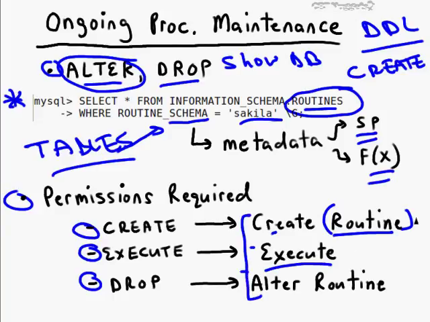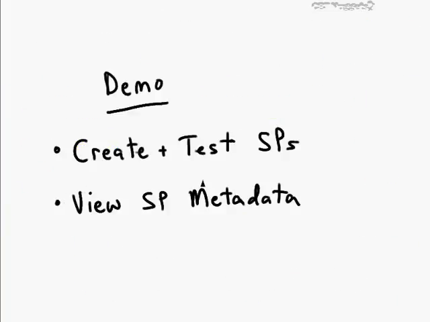It's interesting and I think quite wise that the MySQL development team broke out these permissions for stored routines as granularly as they did. In the demonstration part of this nugget, we're going to create and test a stored procedure or two. Having done that, we're then going to pop open information_schema, and I'll show you how to view stored procedure metadata. Let's get rocking.